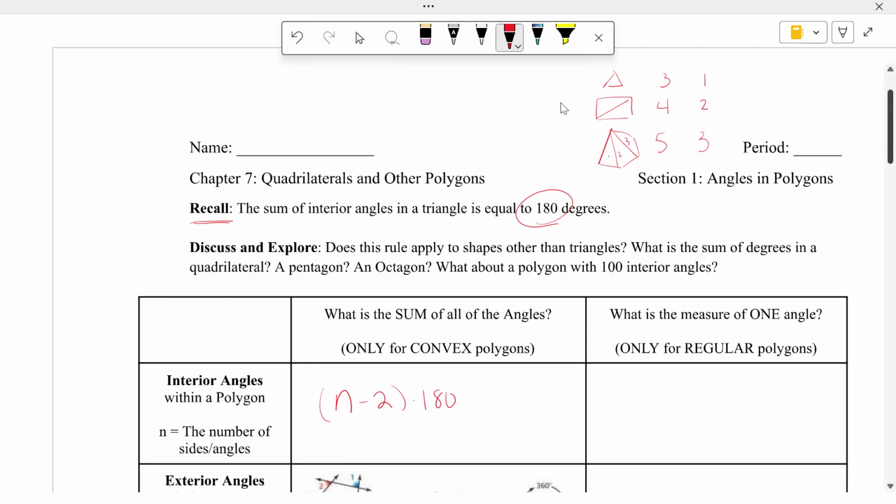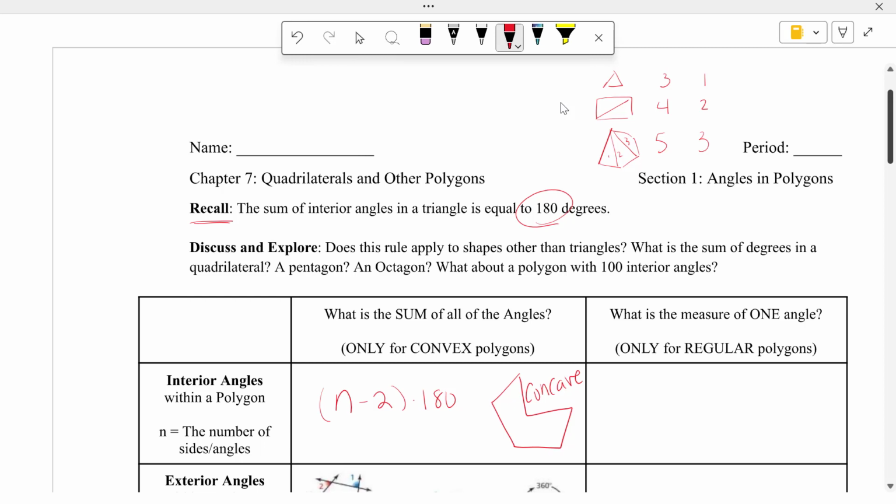It says this is only for convex polygons. Convex just means that it does not cave in on itself, like that would be convex. So the shape never caves in on itself, and that's convex. This is concave. So it does not work for that.